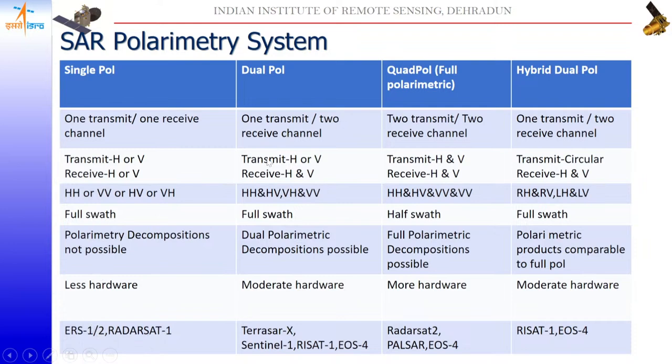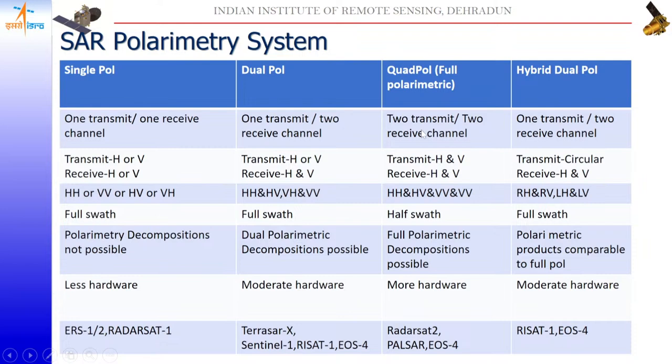Now in dual pole, we are transmitting H or V and receiving H and V. If we transmit H, then the combination is HH and HV. If we transmit V, then VH and VV. So we transmit one polarization and receive two polarizations. It also has a full swath, and we can do dual polarimetric decomposition because we have two images, and it needs moderate hardware. Sentinel-1, RADARSAT-1 and EOS-4 satellites are dual pole.